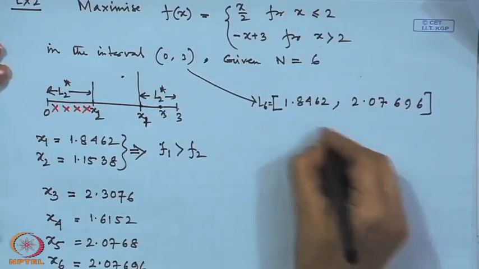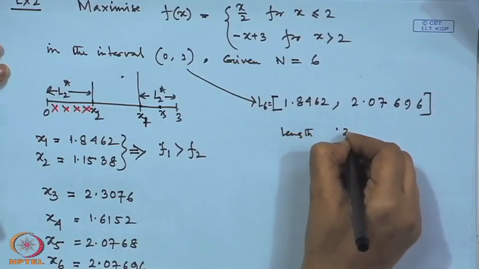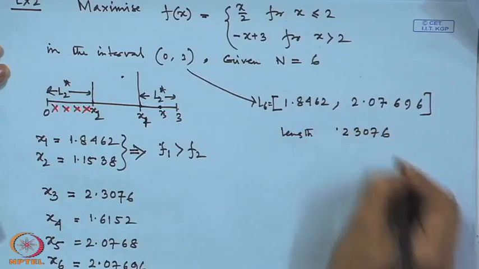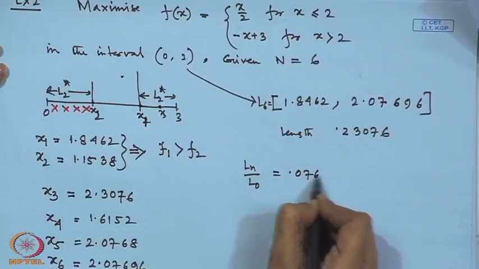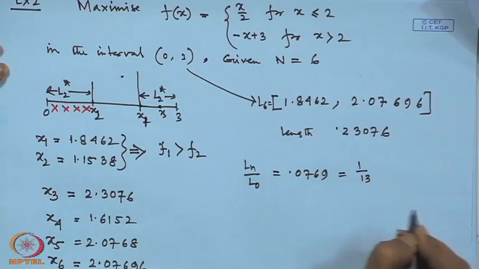Here the length of L6 is coming again 0.23076, and here also we can see the same fact that Ln by L0, that is L6 by L0, divided by 3, is equal to 0.0769, the same value, 1 by 13, 1 by F6. The calculation anybody can do just like the previous problem.